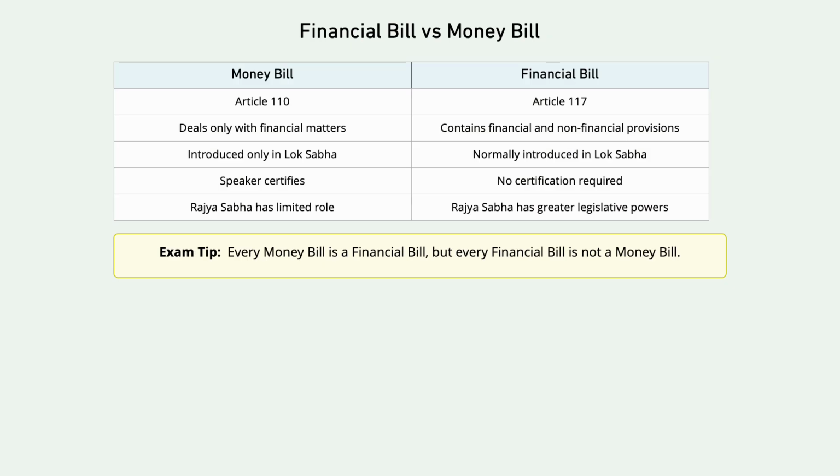Financial bill versus money bill. Again, very important distinction. Financial bill is mentioned in Article 117, money bill in Article 110. Money bill deals only with financial matters, whereas financial bill contains financial and non-financial provisions. You will learn about that in detail.